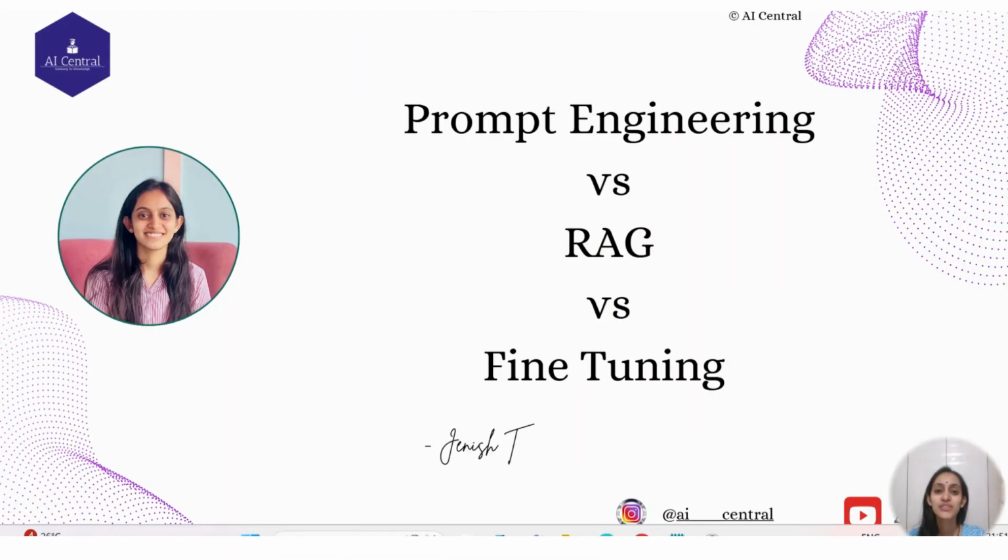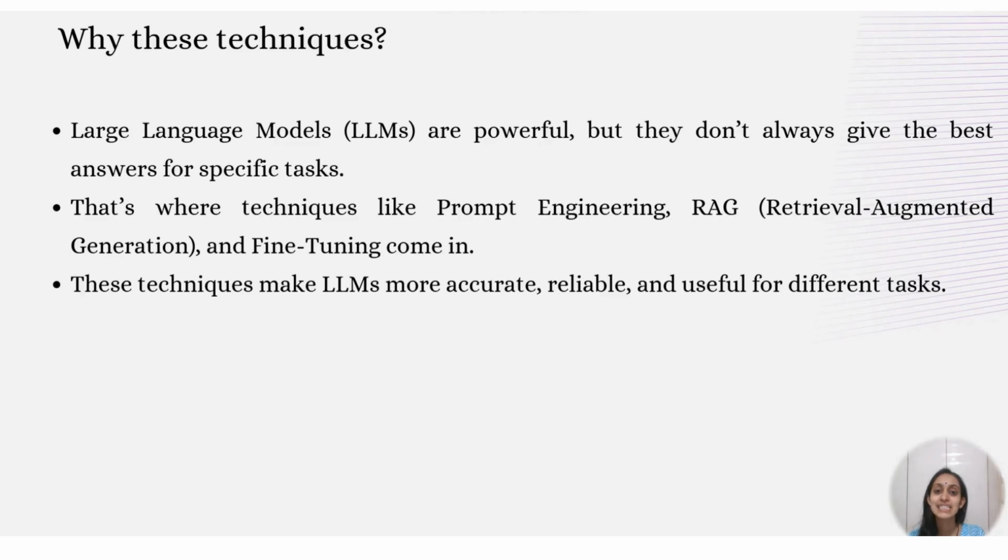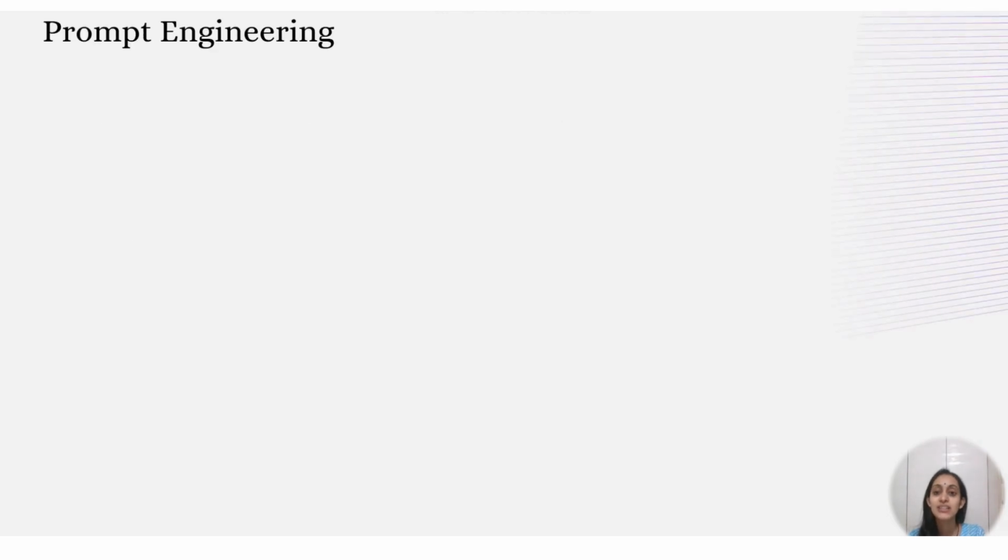In today's tutorial, we are going to look at an overview of prompt engineering, RAG and fine-tuning. But why are these techniques required when LLMs are already powerful? When we want to pass some kind of instructions to control the LLM's behavior, or pass some external knowledge, or use custom data sets to fine tune the model, at that time we require these techniques of prompt engineering, RAG and fine tuning. So let us first start with prompt engineering.